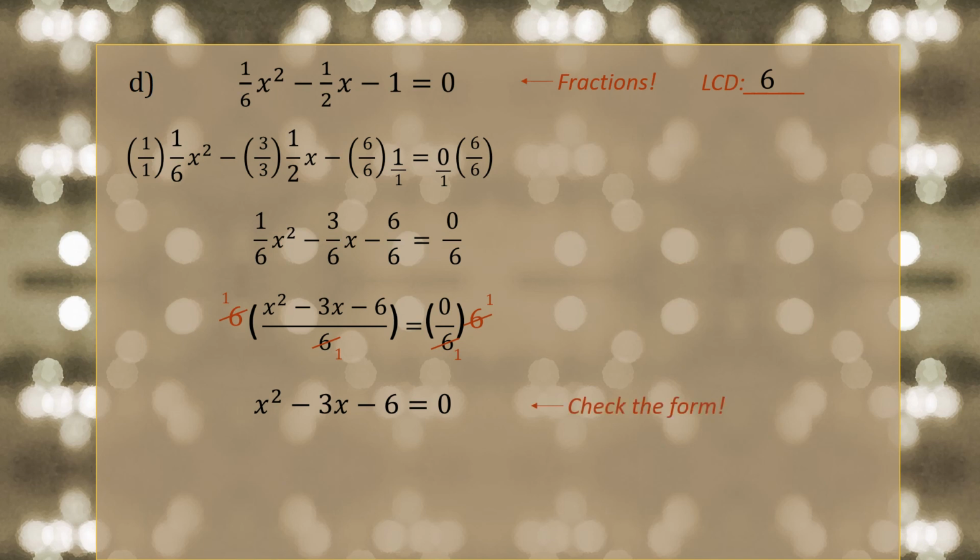Now check your form. Does it equal 0? Yes. Is it in the correct order? Yes. Now we can identify our A, B, and C. Your A value is 1. Your B value is -3. Your C value is -6. Now we're ready to plug this into the quadratic formula. Take a moment now to substitute these values in.